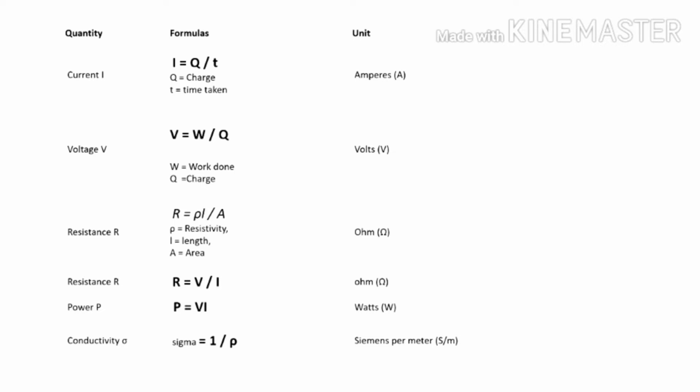Electric potential. Electric potential at a point in an electric field is defined as the work done in moving a unit positive charge from infinity to that point. Or we can write V equals W by Q. The SI unit of work done is joule and charge is coulomb. So joule per coulomb is called volt.